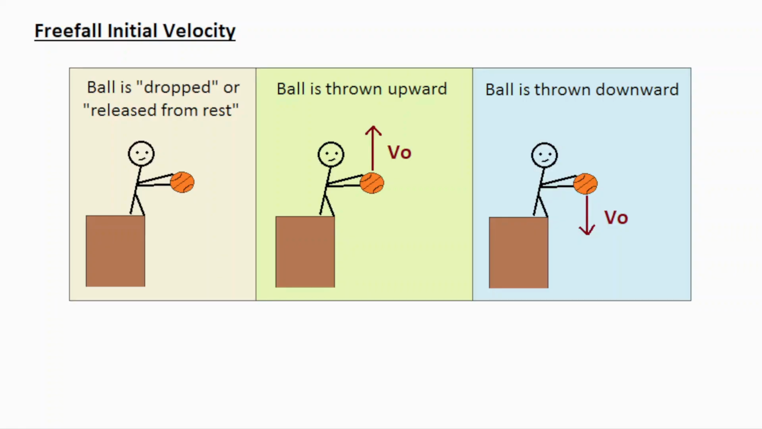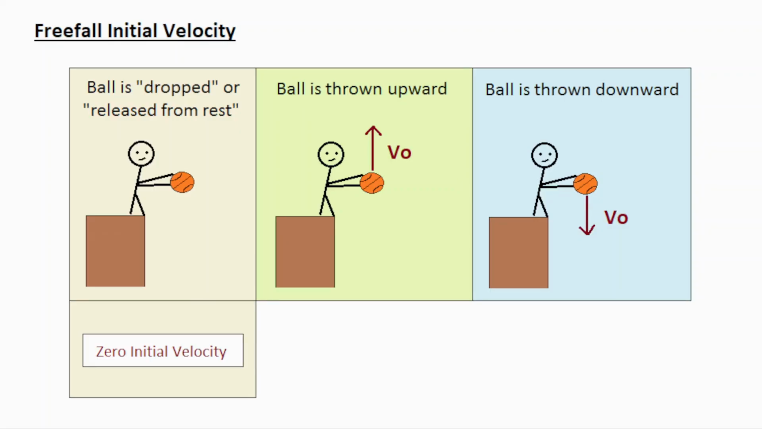Let's talk about the initial velocity variable. I will use the same person and basketball example, and there are 3 ways that this person can make the basketball a freely falling object. They can drop it or release it from rest, they can throw it upward, or they can throw it downward. In each case, as soon as the ball leaves the person's hands, it fits the 3 rules from the beginning of this talk, and the ball is said to be freely falling.